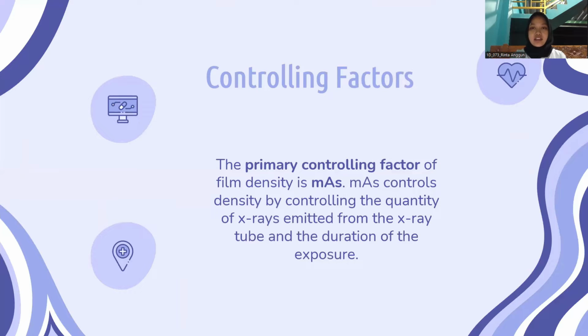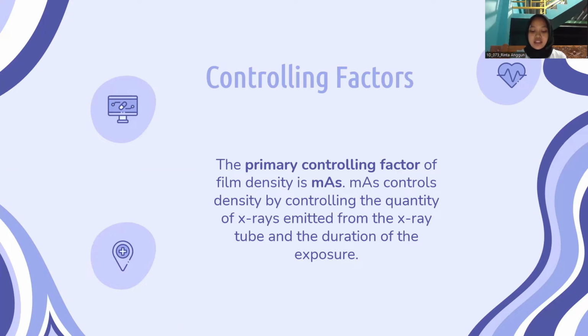In slide 2, controlling factor. The primary controlling factor of film density is mAs. mAs controls density by controlling the quantity of X-rays emitted from the X-ray tube and the duration of the exposure. The relationship for our purpose can be described as linear. Doubling the mAs doubles the quantity and duration of X-ray exposure, thus doubling the density on the film.